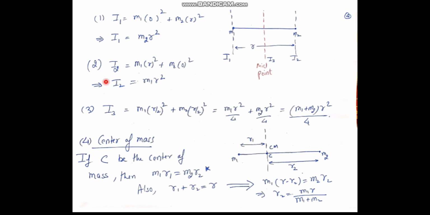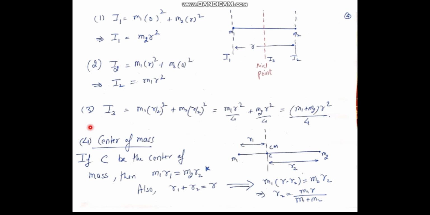Similarly, let's talk about the second part. In the second part, I have to calculate moment of inertia about this axis. For this axis, it will be m1 into r square, because m1 is at a distance r, whereas m2 is at a distance 0. So it will be m2 into 0 square plus m1 into r square. So the answer is m1 r square.